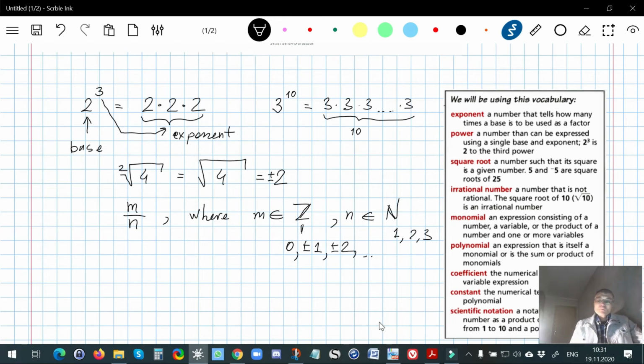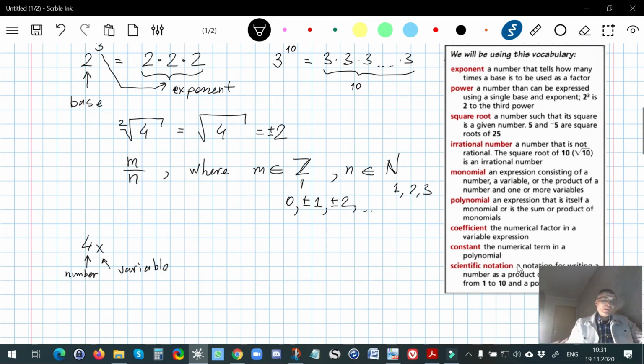What I was mostly interested in this revision is monomial and polynomial. Monomial: an expression consisting of a number, a variable, or the product of a number and one or more variables. The simplest monomial is, for example, 4x. This is the number, and this is the variable. Usually we use x as unknown in some equations, but it can be a parameter too. Nothing tells us to use it in one way exactly.